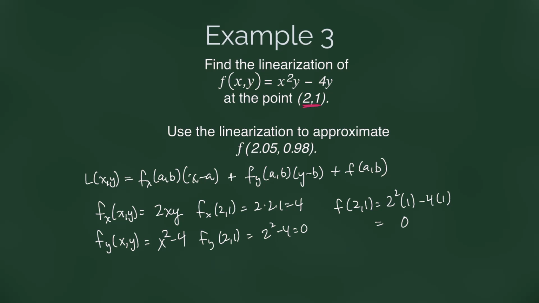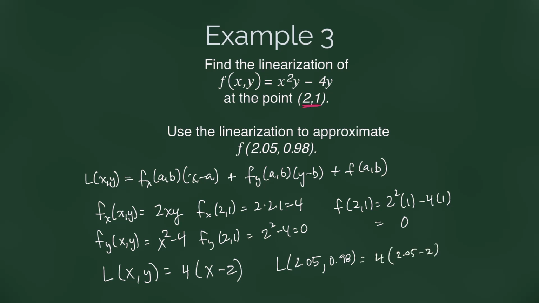again, 0. So our linearization, L of (x, y), looks like 4 times (x minus 2). And we want the linearization to approximate f of (2.05, 0.98). And that is going to be 4 times (2.05 minus 2), which is 4 times 0.05, which is equal to 0.20.